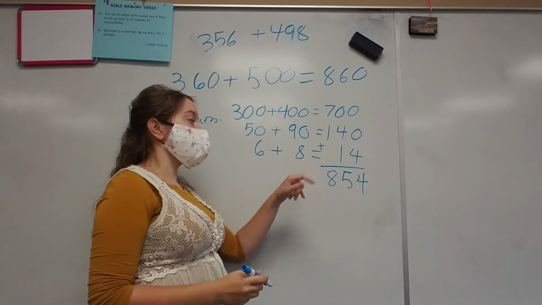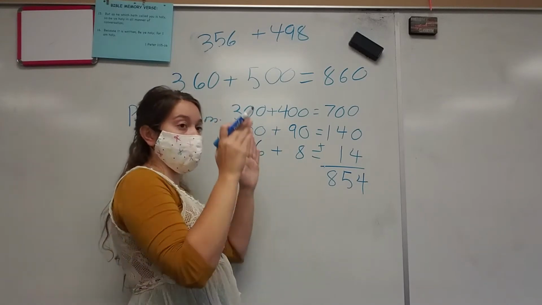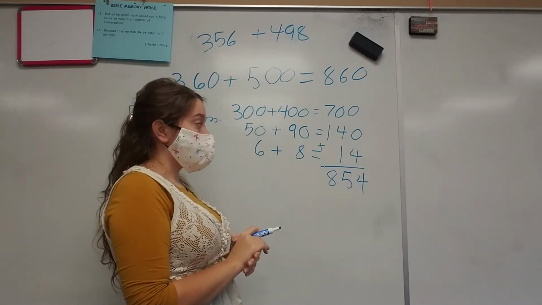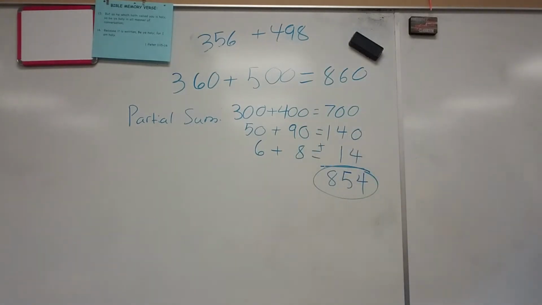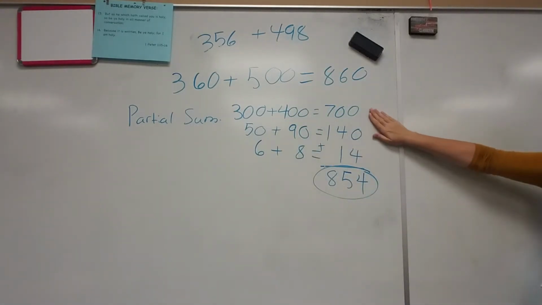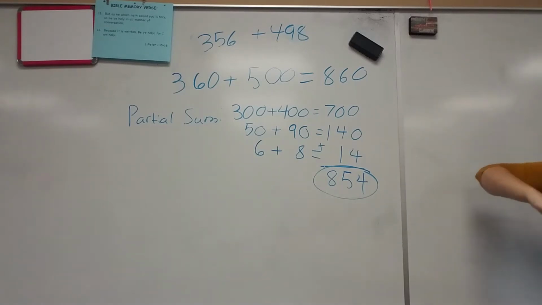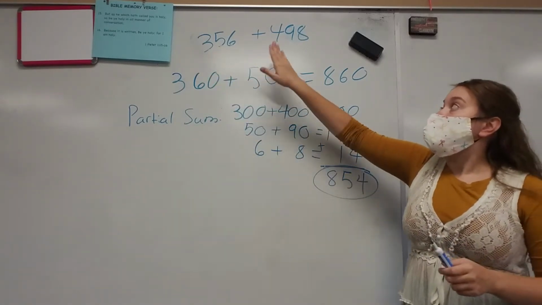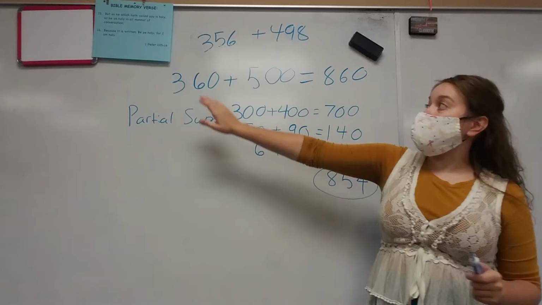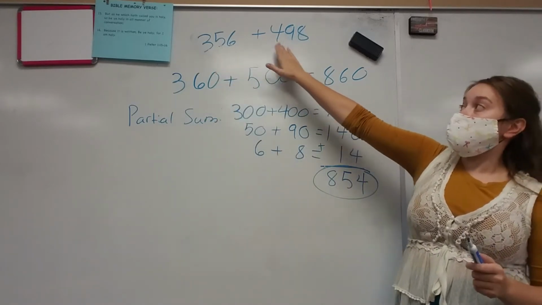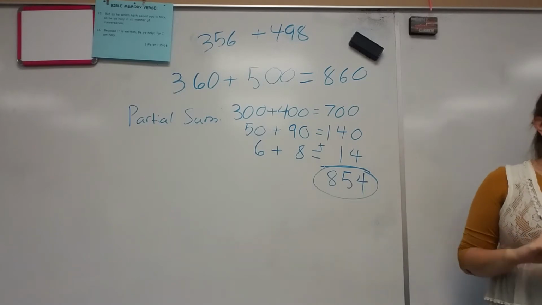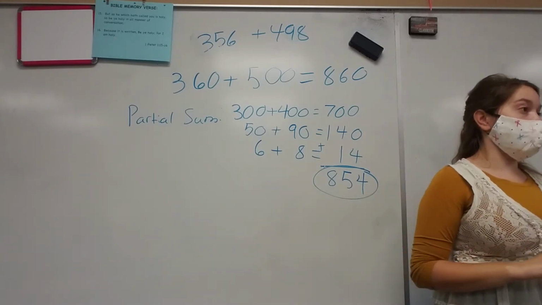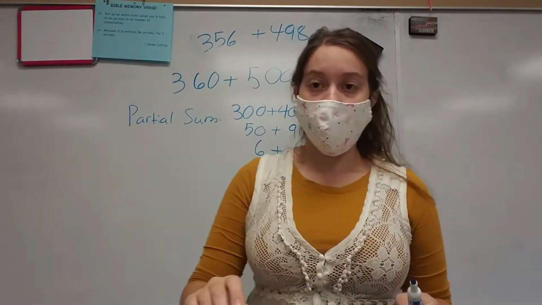If I moved this over, it would have given me the wrong answer. Make sure you line them up properly, okay? So our real answer is 854. Do you all see how we got this? Yes. We took our hundreds place and our hundreds place, then our tens and our tens and our ones and our ones, and we added those and then added them together. Okay? Does that make sense? Yes. Okay.